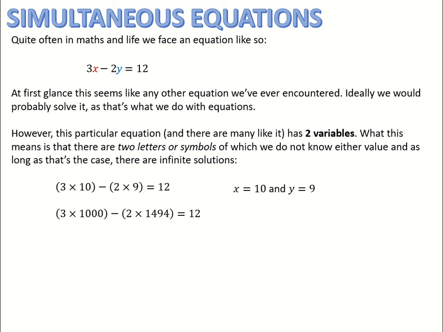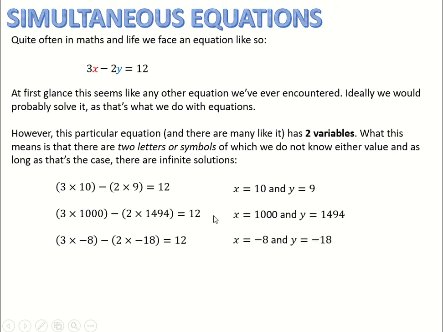But the point is there's other solutions as well. We can see that 3 times 1,000, and I've chosen 1,000 just because it's a nice big number, which is 3,000, minus 2 times 1,494, which is 2,988. Take them away from each other and you get 12. So another solution could be that x is 1,000 and y is 1,494. A third solution, we could say that x is minus 8 and y is minus 18. 3 times minus 8 is minus 24. 2 times minus 18 is minus 36. Minus 24 minus 36 is positive 12, and that's another solution.